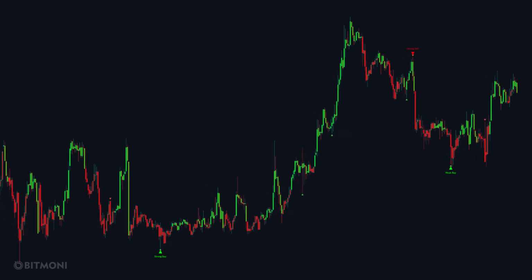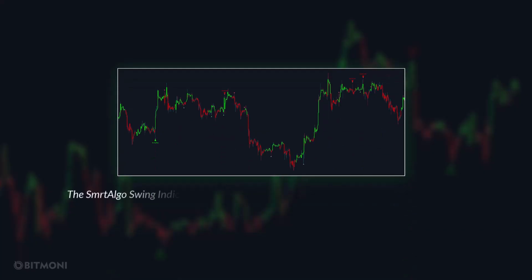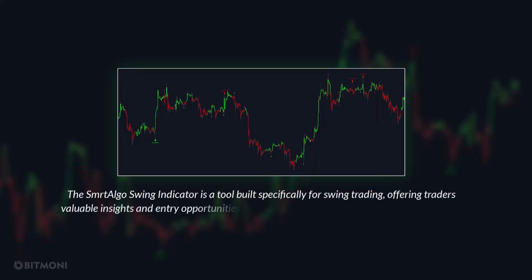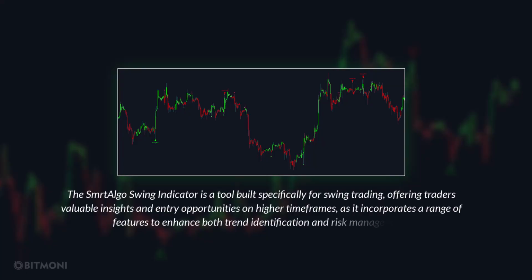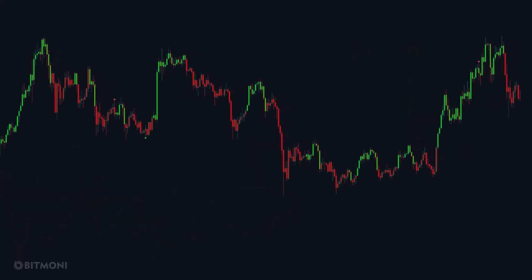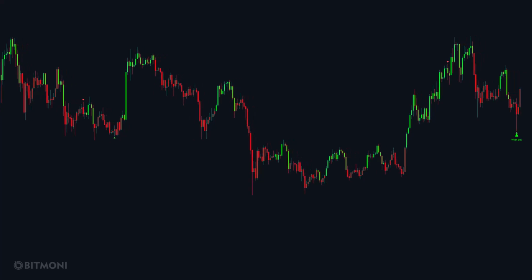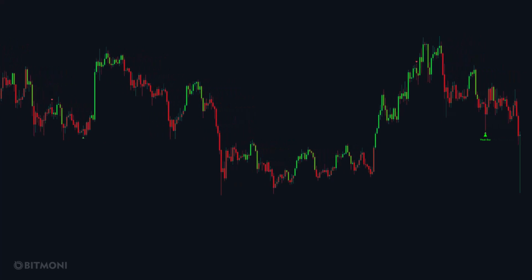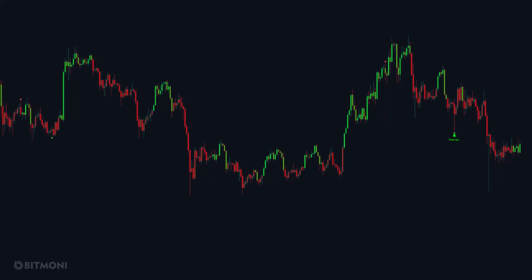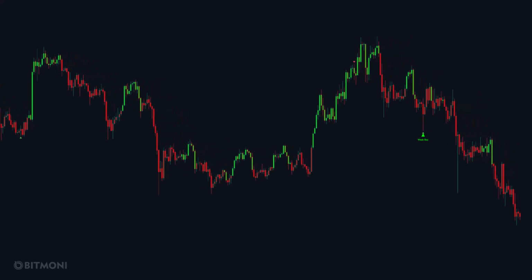So here is the all-powerful swing indicator by SmrtAlgo. But what exactly is this indicator all about? The SmrtAlgo Swing Indicator is a tool built specifically for swing trading, offering traders valuable insights and entry opportunities on higher time frames, as it incorporates a range of features to enhance both trend identification and risk management. The best part is, this indicator takes the subjectivity out of trading. Instead of second-guessing every move, you get a set of rules and signals that make trading much more straightforward.